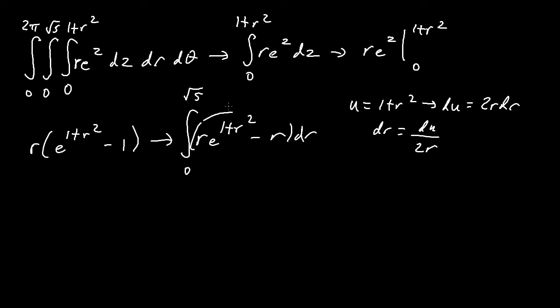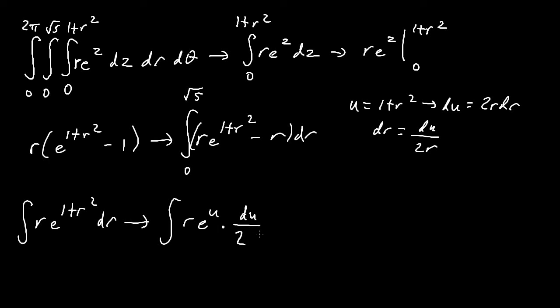I'm going to rewrite this integral just separately. So we get the integral of r times e to the 1 plus r squared dr. Now if I use u substitution, we get the integral of r times e to the u times dr, which is du over 2r. The r's will cancel, notice, and the 1/2 can come outside as a constant. So we're left with 1/2 times the integral of e to the u du, which is just 1/2 e to the u. And u once again is 1 plus r squared, so I can substitute that back in.